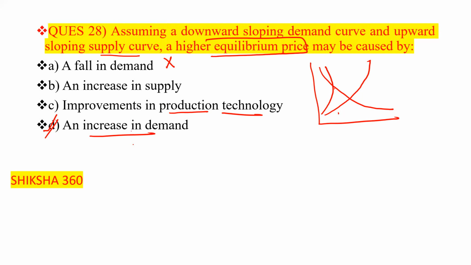You will find this in the last part of chapter number 2, where we discuss two to three diagrams, what will happen and how the equilibrium price will shift. So an increase in the demand will shift to a higher equilibrium price. Demand curve is downward sloping. This is the demand curve. This is the supply.